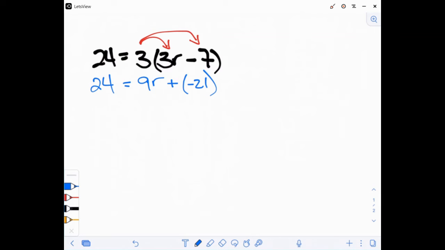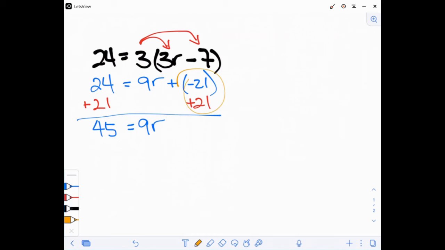So we got to get r all by himself, that variable all by himself. I need to get rid of this negative 21. I'm going to create a zero pair by adding 21 to both sides. What I do to one side, I got to do to the other. So if we add 21 to both sides, I have 24 plus 21 on the left. That's 45 equals, I didn't do anything to 9r, so I leave that alone, 9r. And I created my zero pair, right? Negative 21 plus positive 21 is 0, so it's gone. So I'm left with 45 equals 9r.